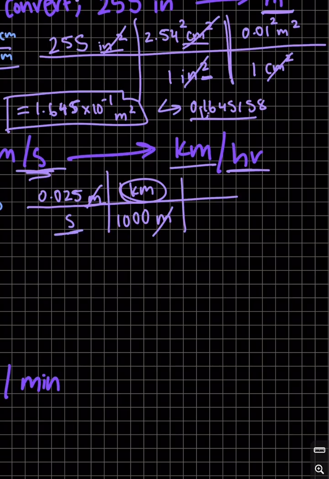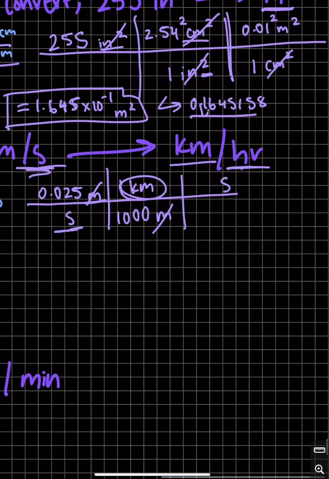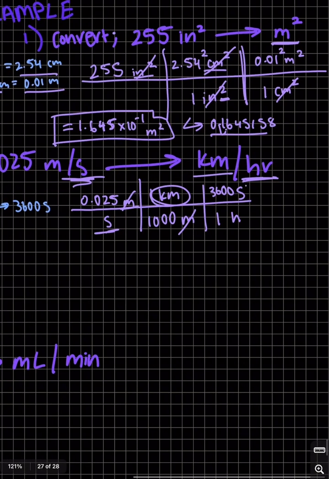So now, to cancel the seconds out, I have to move the seconds to the top, okay? And that's because I want my answer to result in 1 hour. So 1 hour is 3,600 seconds. Notice how my seconds and my seconds cancel out completely, leaving me with an hour, a kilometer, and my numbers. Now I'm just going to plug this into my calculator.